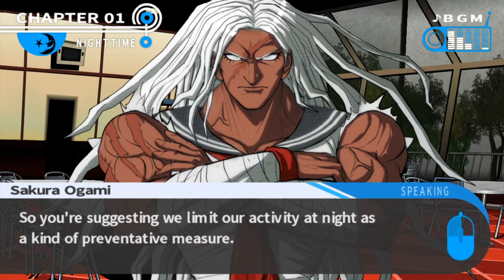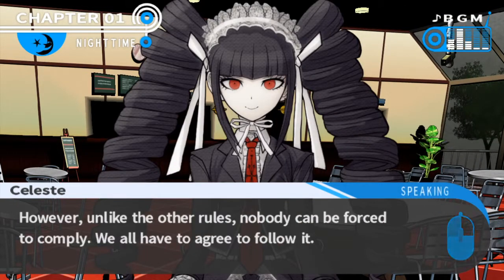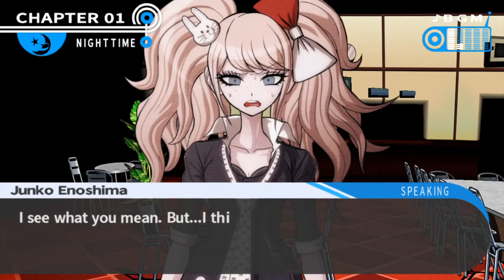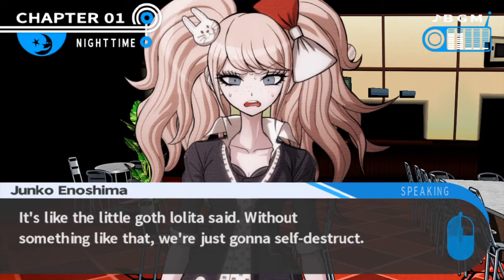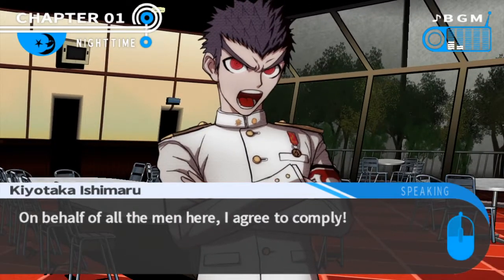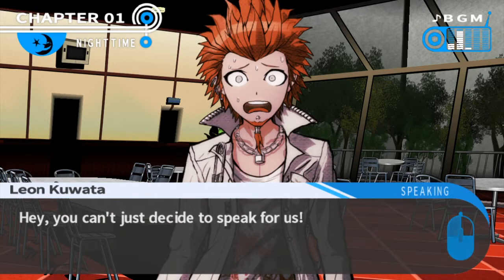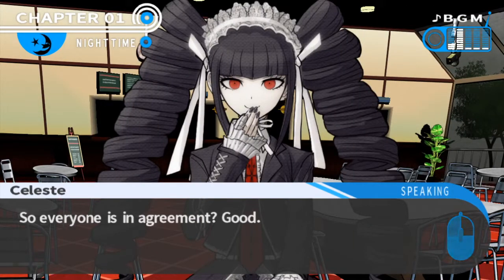I see. So you're suggesting we limit our activity at night as a kind of preventative measure? Indeed. However, unlike the other rules, nobody can be forced to comply. We all have to agree to follow it. What can we do? I see what you mean, but I think I can agree to that. It's like the little goth Lolita said. Without something like that, we're just gonna self-destruct. Listen to me! On behalf of all the men here, I agree to comply. What? Hey, you can't just decide to speak for us. This is fine. She just takes it as that. She's like, yep, I'll accept that. All men just share one brain cell.